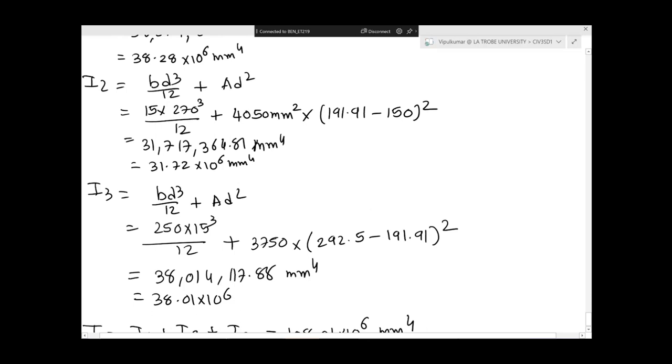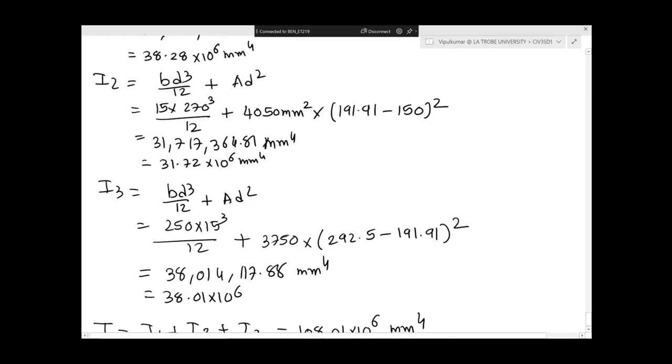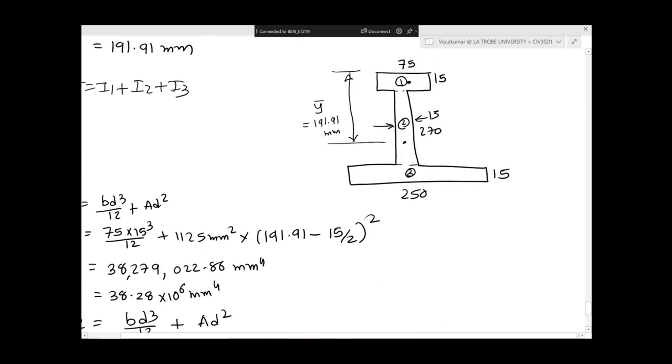Which one? D. D is the trouble. The last, I3? Yeah, D3. D3, okay. This is the point. And the reference is here. From all the way to here, take away this, and it will give you this.